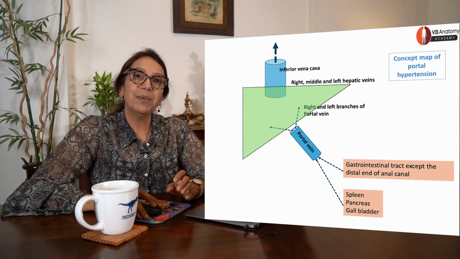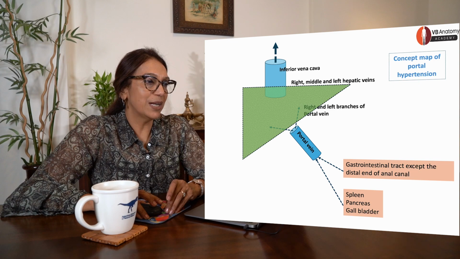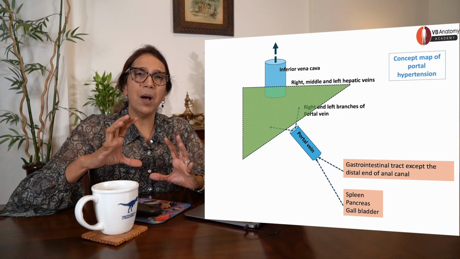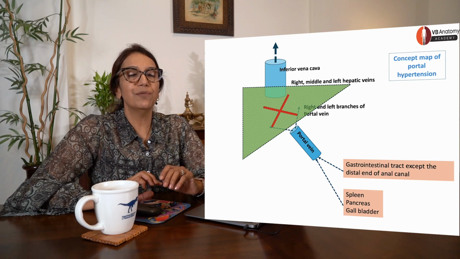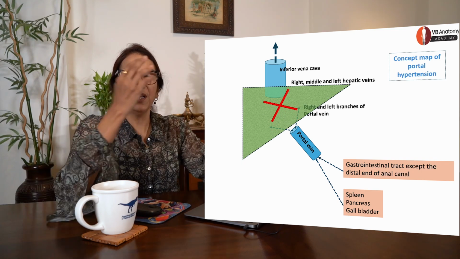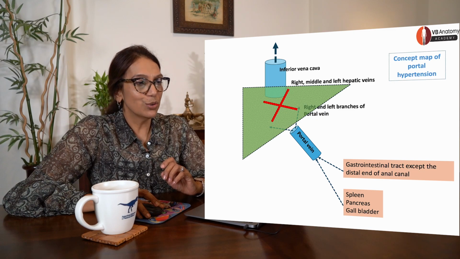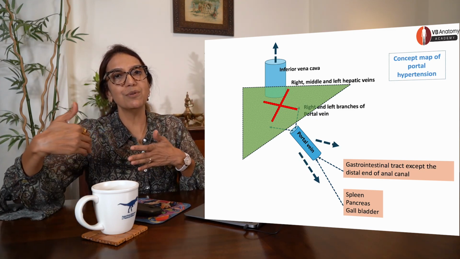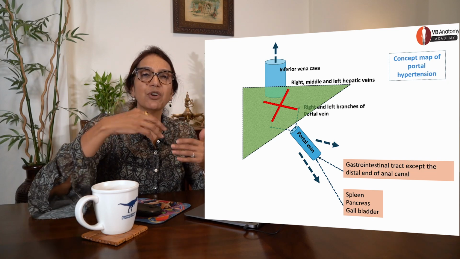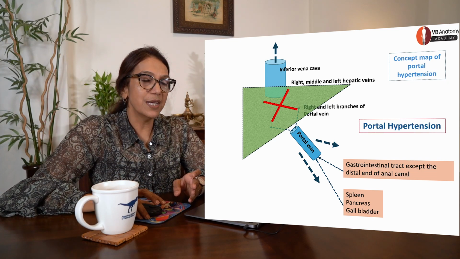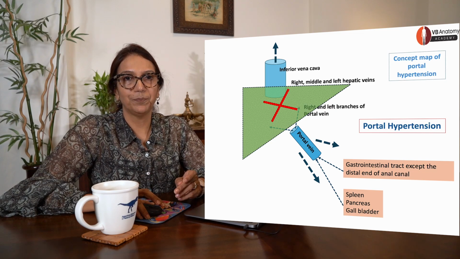Now, what happens sometimes? Sometimes the liver becomes cirrhotic. Now the liver has become hard. It's not allowing blood to flow through it easily. When this happens, a lot of blood is still wanting to flow through the portal vein. So there is a lot of back pressure on all those organs from where blood is trying to drain into the portal vein. This back pressure is called portal hypertension.